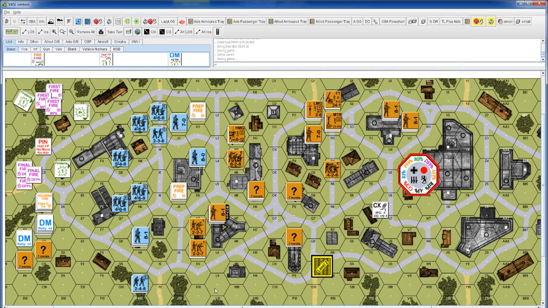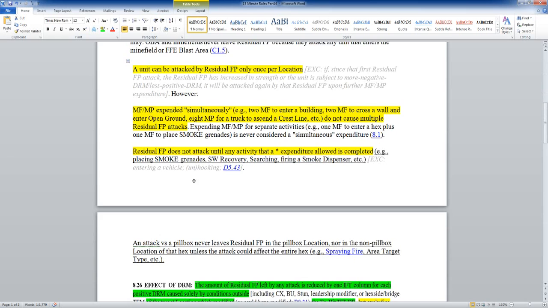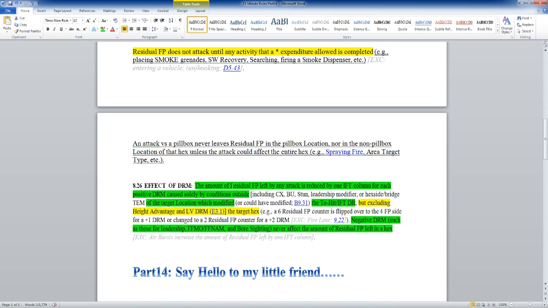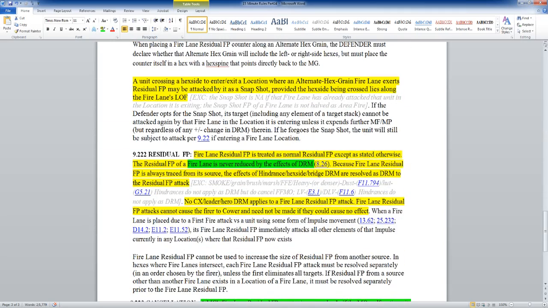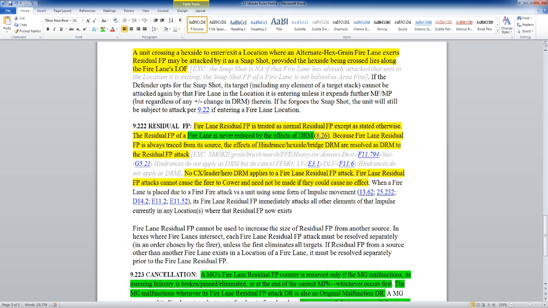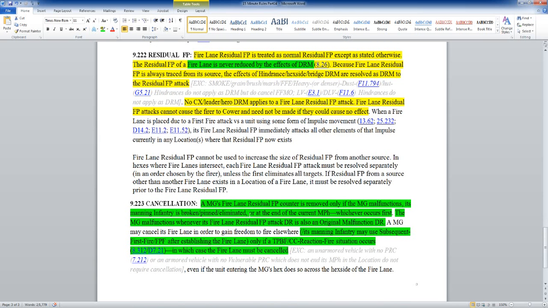The other big difference is that under 8.26, the amount of your residual firepower left by your attack is going to be altered by a column for each condition outside of your target location. That gives you a plus to your to hit, while your fire lanes are not going to be reduced by the effects of die roll modifiers. No CX or leader die roll modifier applies to a fire lane residual firepower attack, and fire lane residual firepower attacks cannot cause the fire to cower and need only be made if it would cause no effect.